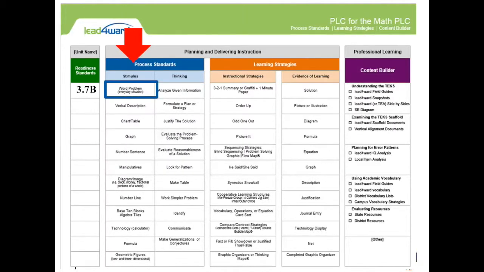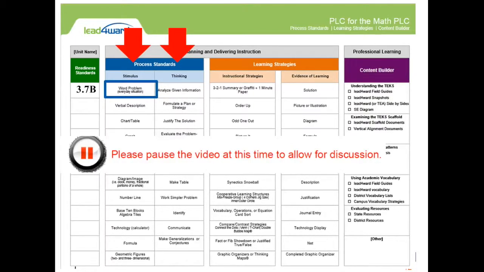For today's purpose, we have selected word problem. Let's review the rigor implications previously identified from the Lead Forward Field Guide. Apply, select, solve, and determine. Now discuss 2 to 5 thinking opportunities for students to demonstrate their thinking. This will occur every 8 to 10 minutes during the whole group instruction. Please pause for a moment to complete this task.